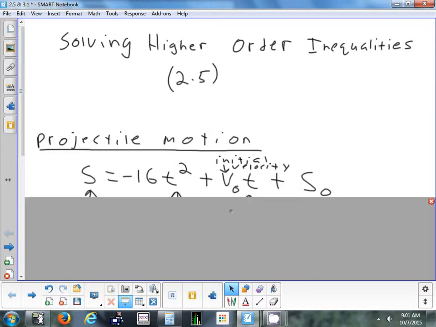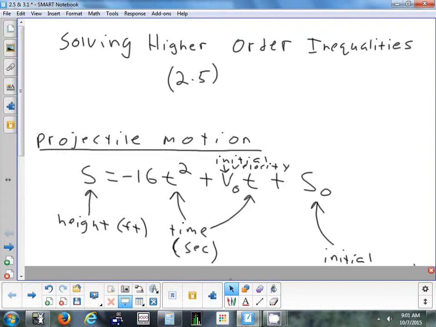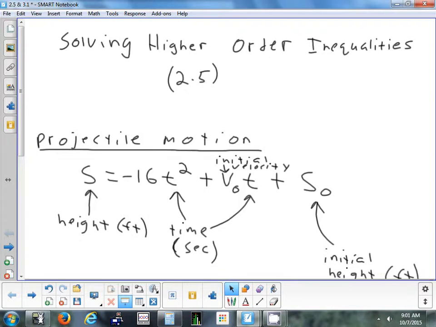All right, so we're going to start with this equation. I'm not sure, have we seen this before? Projectile motion. This models the path or the height of an object, and it's really dependent on three things. How long has the object been in the air after you throw it? How fast was it thrown? And what was the initial height it was thrown at?